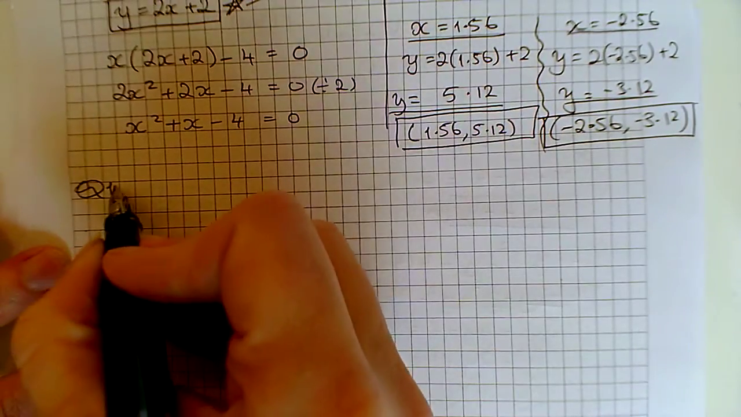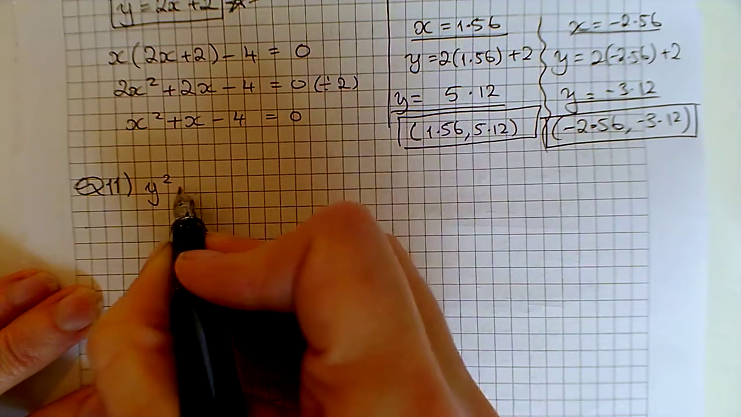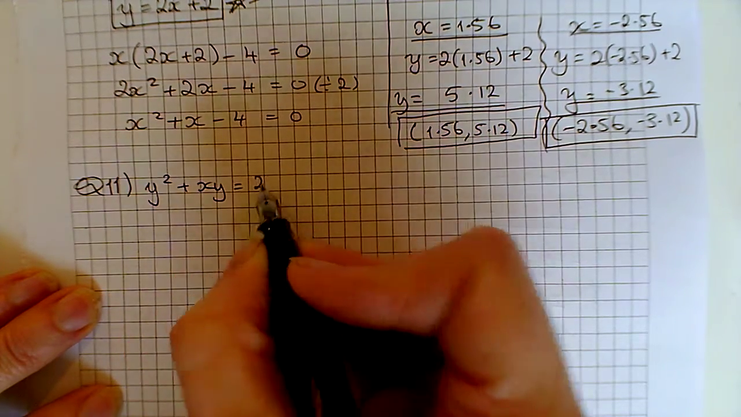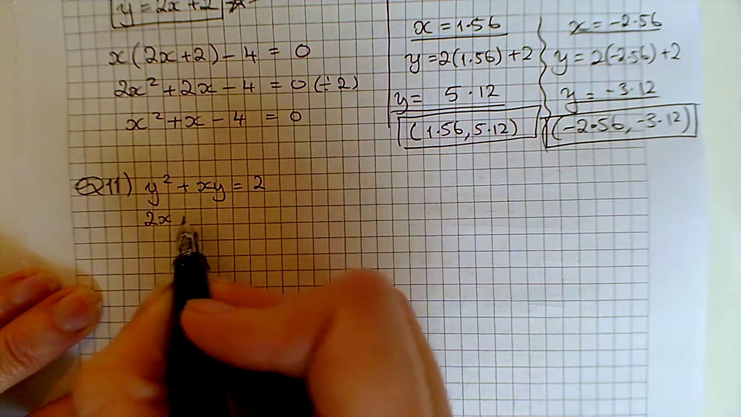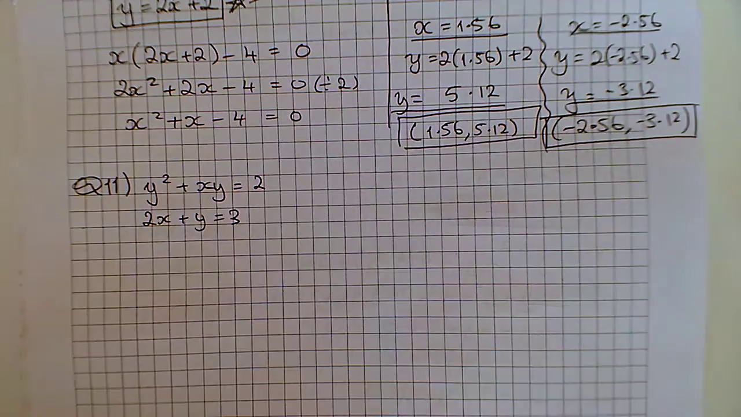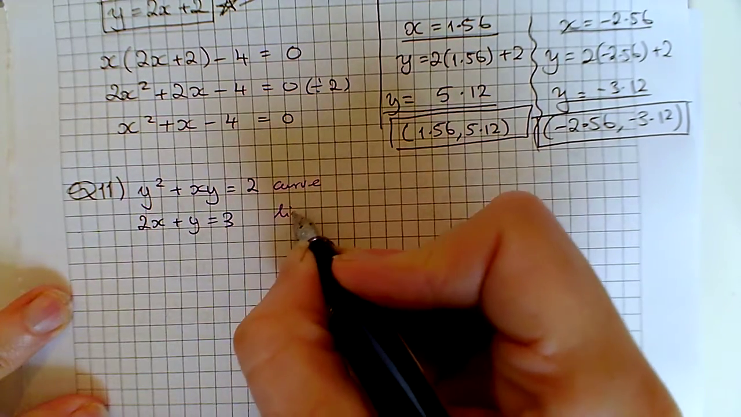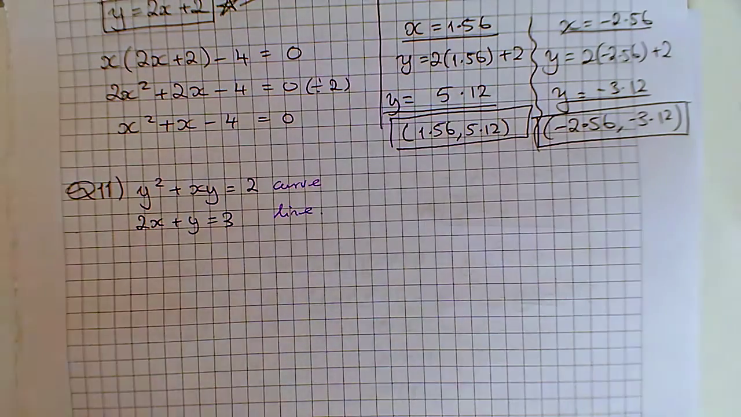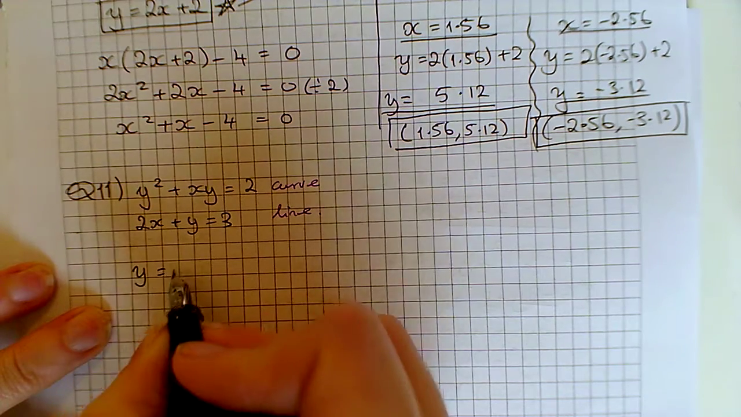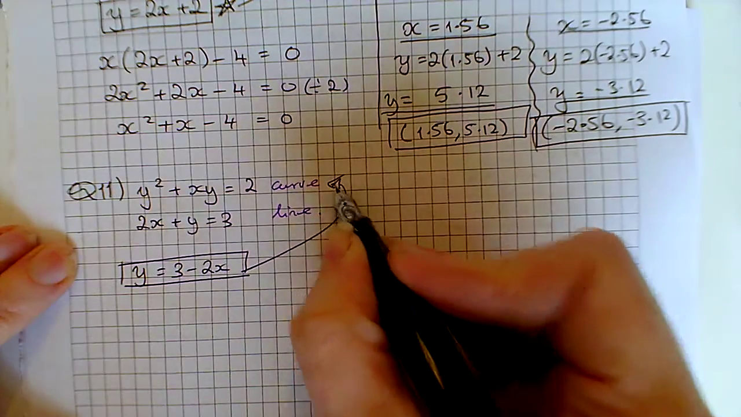Right, question 11 was a lot, and if you ran out of time to do it all, that's okay. So y squared plus x times y equals 2, and we have 2x plus y equals 3. Which one is easier to work with? Well, one of them involves squaring out, and one of them involves fractions. So personally, I tend to avoid fractions more than anything else. y is equal to 3 minus 2x for my star equation, and I sub it in here.